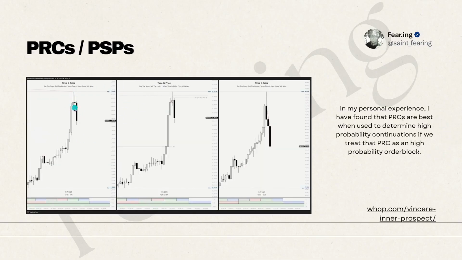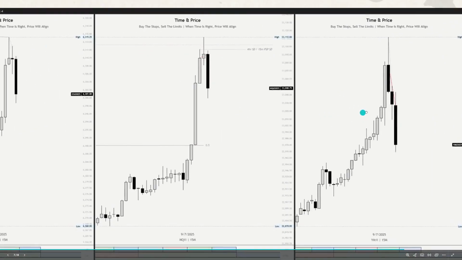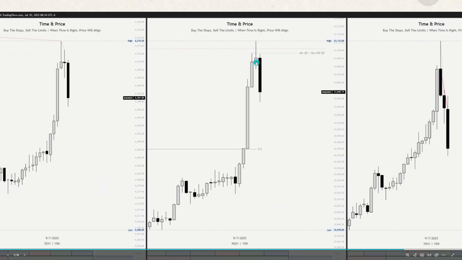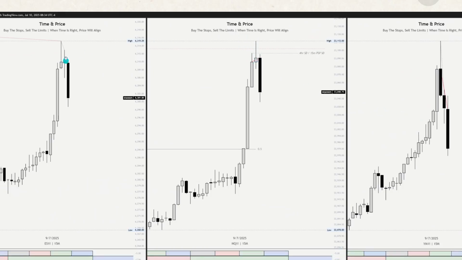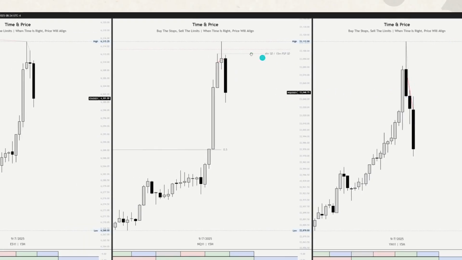This example here is just, again, the PRC PSP that I was talking about. Because as you can see here, this 15-minute PSP in the middle on NQ. Again, we'll zoom in here just so you guys can specifically see. So candle 2 right here on NQ, up close candle. Candle 2 on ES, down close. Candle 2 on YM, down close. It is a PSP on NQ. It is a PRC on ES and a PRC on YM.